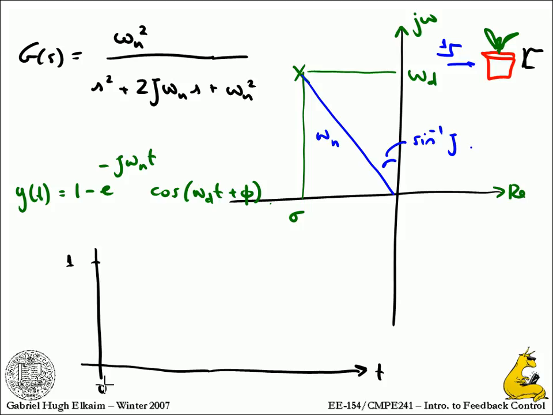At time 0, my input goes straight up to 1 and stays there. So that's u of t. My system responds something like that.